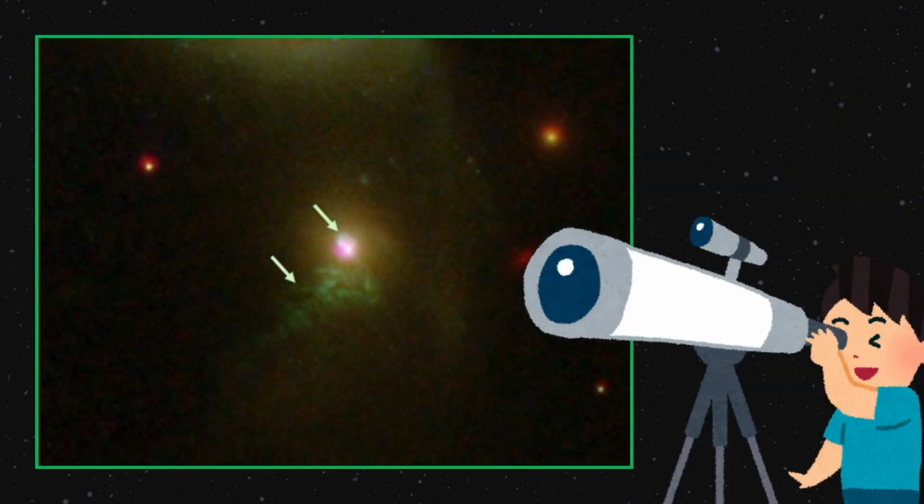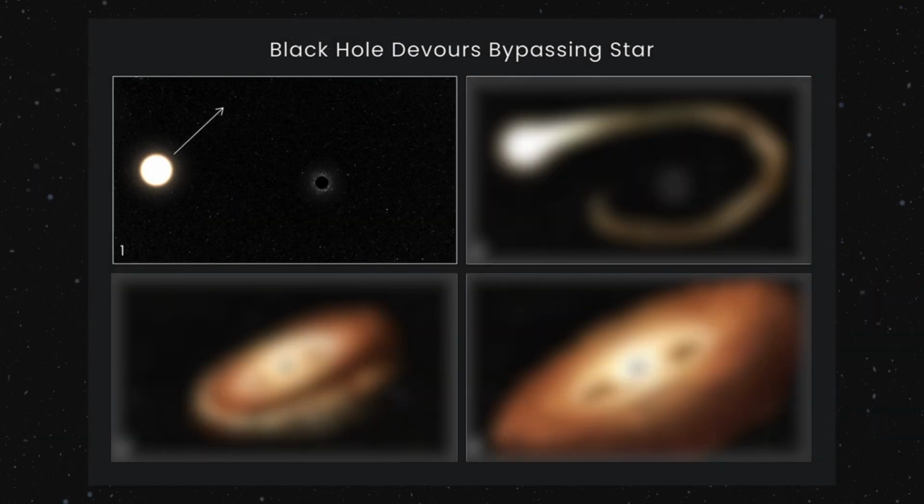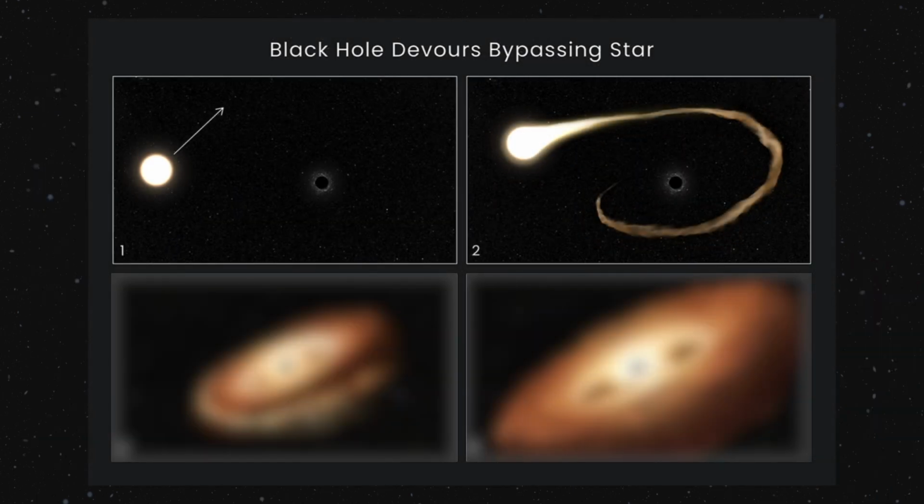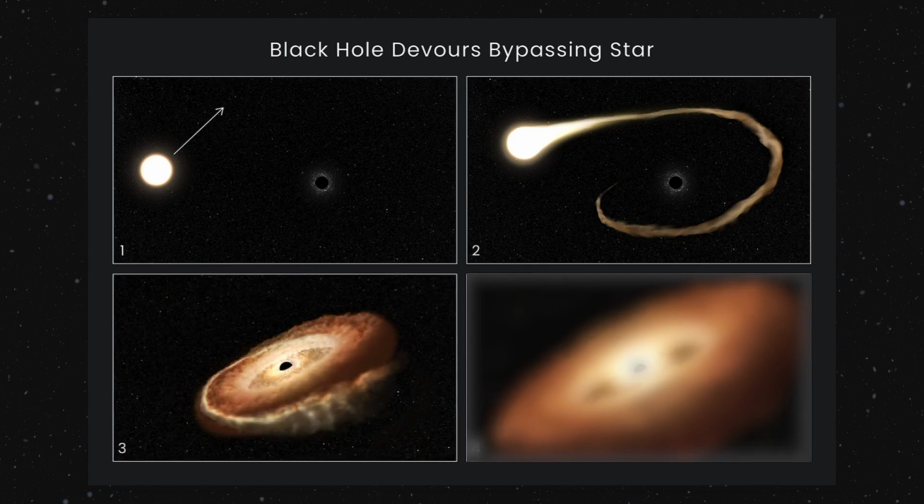Although they can't be seen directly, their presence is revealed by the way they influence nearby stars and gas. For example, gas pulled from a companion star heats up and emits X-rays that can be detected from space.